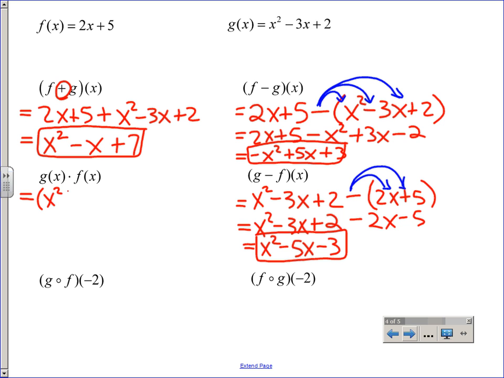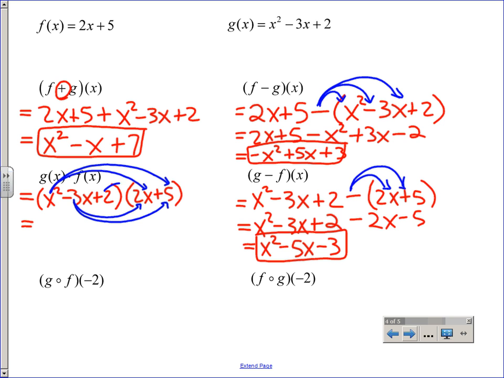All right, I'm going to go over here to the multiplication problem now, and we need to multiply g times f. Now, when you multiply, you've got to multiply everything in this first one times everything in the second one. So again, distribute. x squared times 2x, x squared times 5. Then you'll need to do negative 3x times 2x, negative 3x times 5, 2 times 2x, 2 times 5. So you'll have 6 things when you're done. None of it difficult, all little tiny numbers, not a big deal.